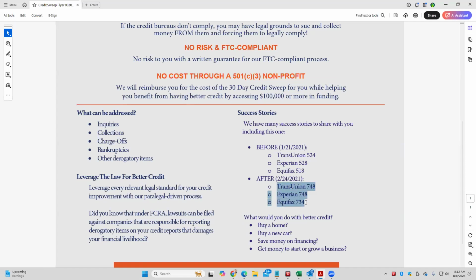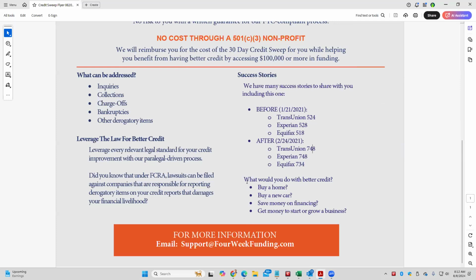We can't promise specific credit scores. We didn't before, and the FTC will not allow us to make promises. Oh, enroll and you'll get a 748 credit score. Can't do that. That's not FTC compliant. We can make other guarantees, but we cannot guarantee a specific score, just so you know.